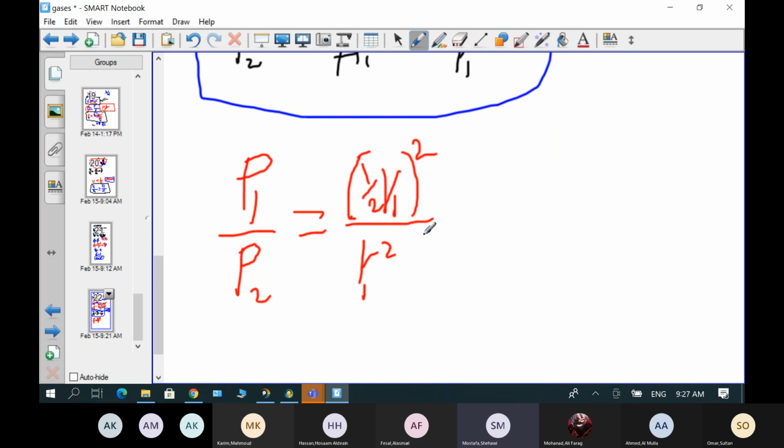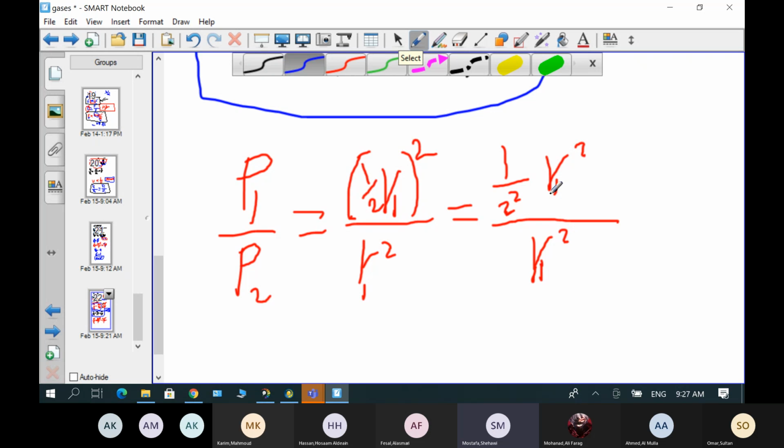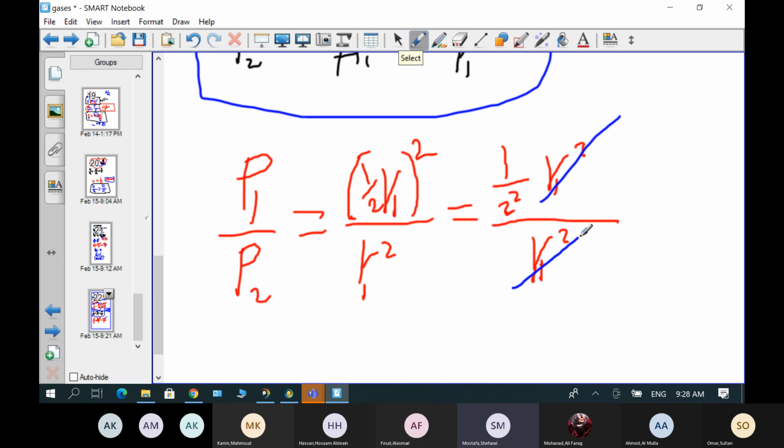And that would equal 1 over 2 squared multiplied by R1 squared, all of this divided by R1 squared. So we cancel this one out with this one.